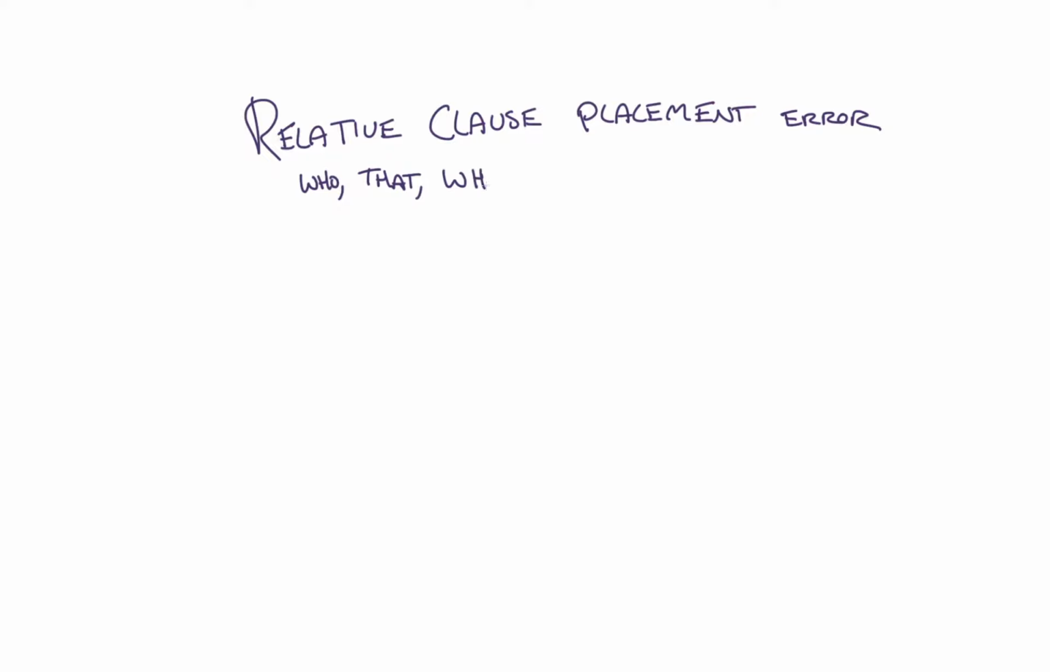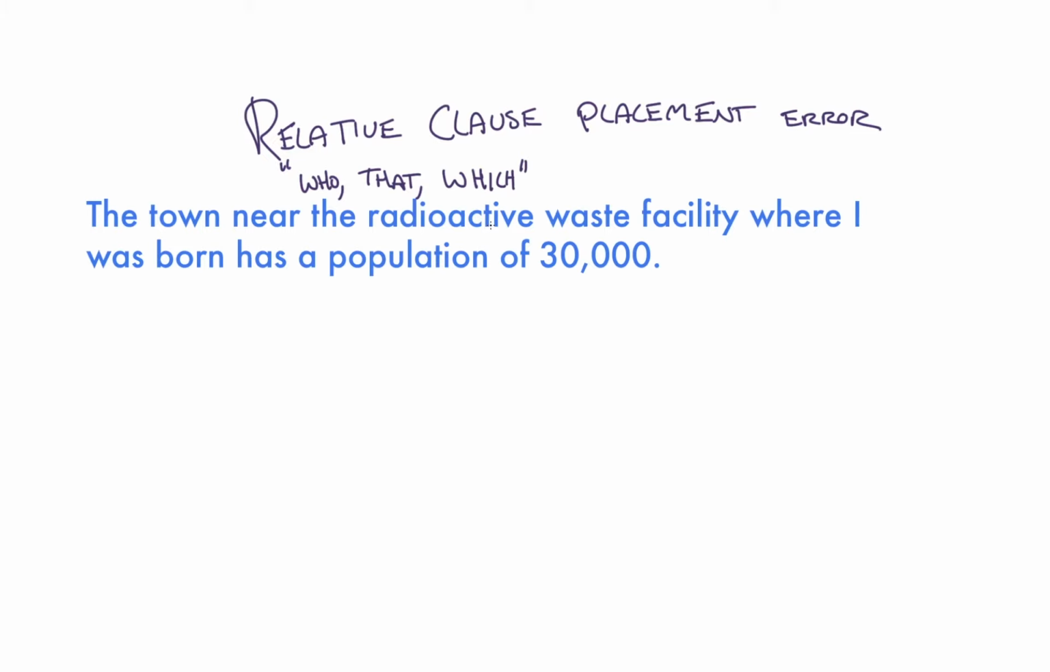The third kind of modifier placement error you're likely to see on the SAT writing and language exam is a relative clause placement error. Relative clauses begin with words like who or that or which, and like all modifiers, they have to immediately follow the noun they're describing. So here's an example of a relative clause placement error. The town near the radioactive waste facility where I was born has a population of 30,000. So here we've got a relative clause that begins with where I was born.